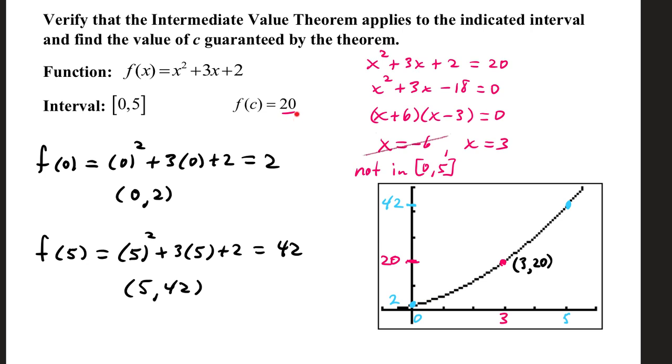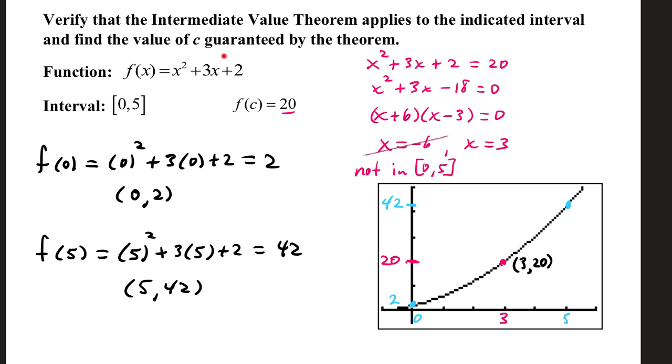20 is the target number. That's the y value that we were supposed to find. Y value and function value are synonymous. If I trace 20 back over to my function and I go straight to the x-axis, I've got an x value of 3. Now in terms of c and k, 3 is c, 20 is k, because f of 3 is equal to 20. Now, you can't look at a graph and always know there's an exact point just visually.